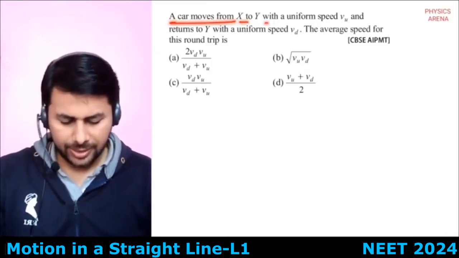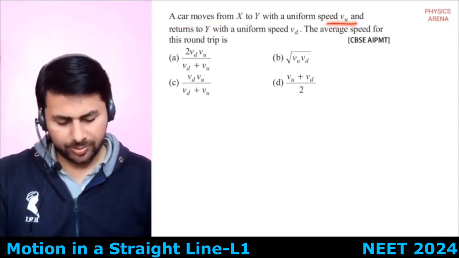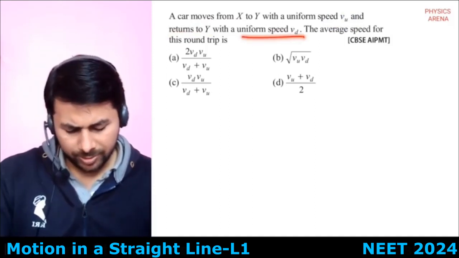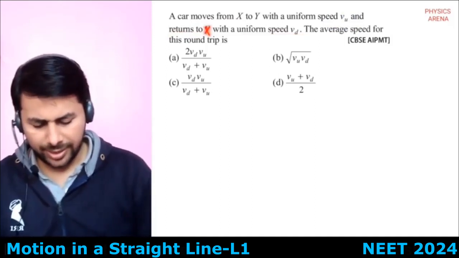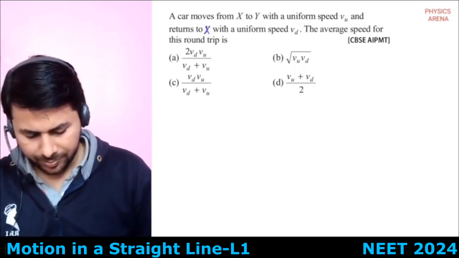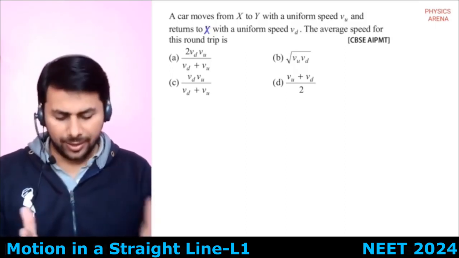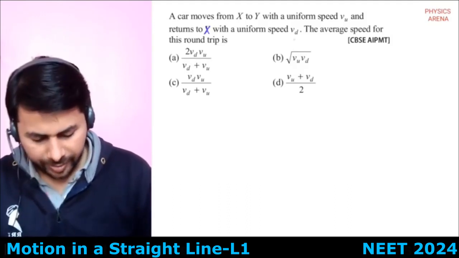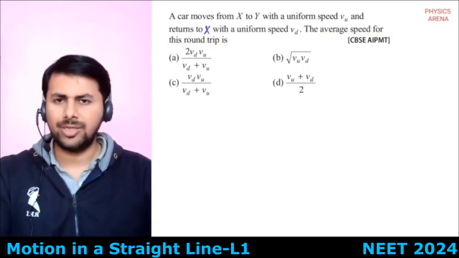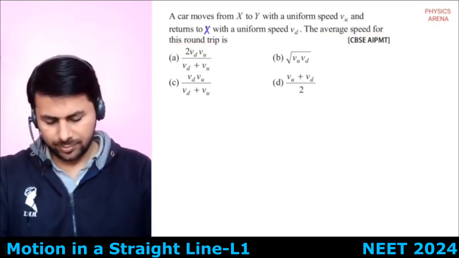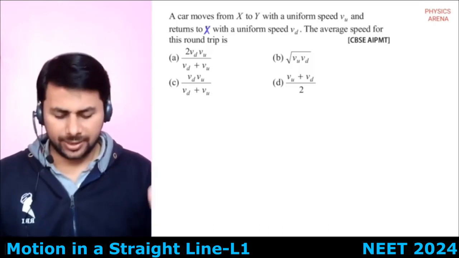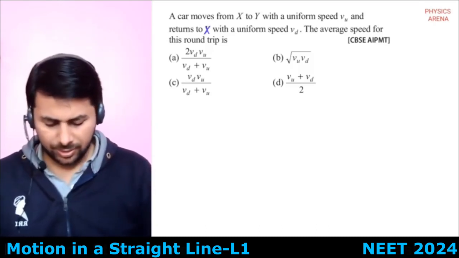A car moves from x to y with uniform speed vu and returns to y with uniform speed vd. Actually, it returns to x; there is a print mistake here, a typo. It moves from x to y, then it returns to x with speed vd. Average speed for this round trip is, tell me. It is option A, right? Actually, they are asking the same thing. So this is similar.